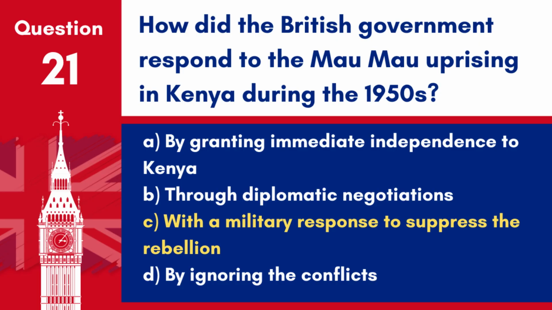Answer C. With a military response to suppress the rebellion. The British government responded to the Mau Mau uprising with a military campaign to suppress the rebellion, which was part of a broader conflict over land and independence.